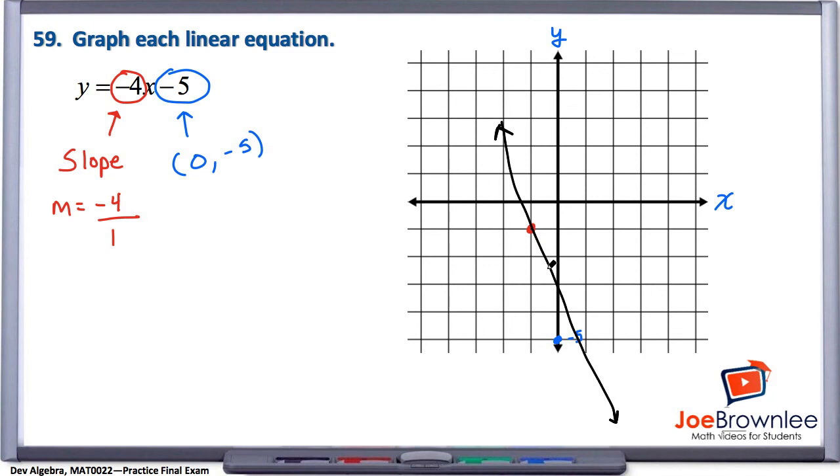But again, the point is, if you've been given your equation in y equals mx plus b, plot the y-intercept first. That's the blue point here, and that comes right from the equation. From there, you want to use your slope to get the next point, and once you have 2 points, all you need is to connect those 2 points, and you've got yourself a line. So there's number 59. We graphed the equation y equals negative 4x minus 5.